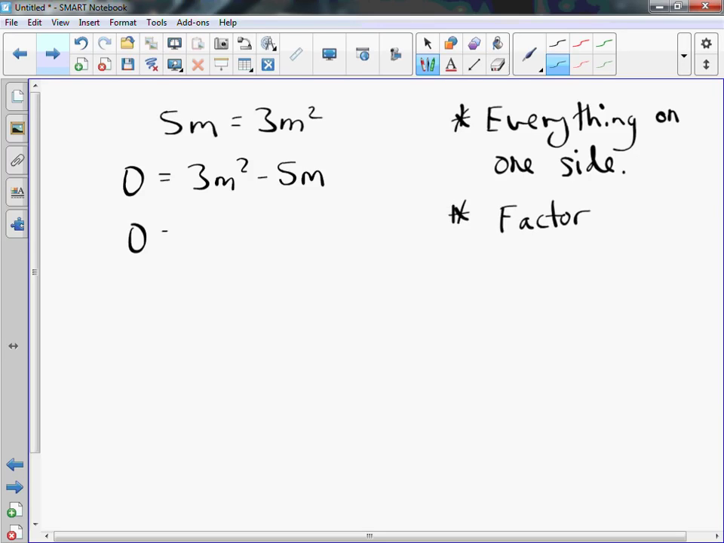Okay, so what comes out of both of them? Well, 3 and 5, they don't have a greatest common factor other than 1, so we can't take that out, but there's an m in both of them, so I'll take an m out. I'm left with 3m minus 5. So, we go back to our rule, we're multiplying an m times 3m minus 5. So either m is 0 or 3m minus 5 is 0. So the last step here is to solve it.